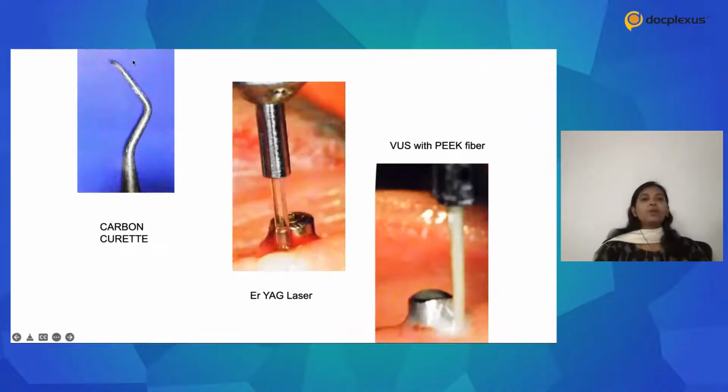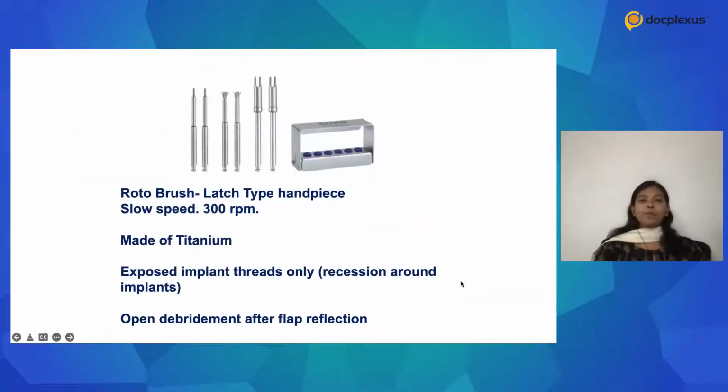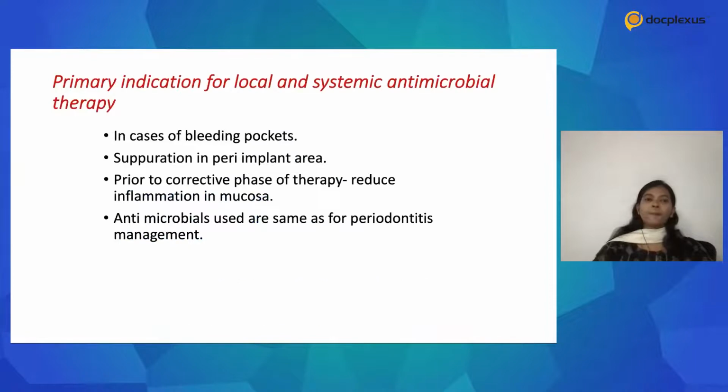So this is how a carbon curette can look like. This is your erbium YAG laser, which is used around the implant surface. And this is the vector system, which will be using a polyethylene fiber. These are some of the rotary brushes you can use, which are made of titanium mostly. Only the exposed implant threads will be using these methods. So you can open up the flap, and then you can go ahead with these roto brushes.